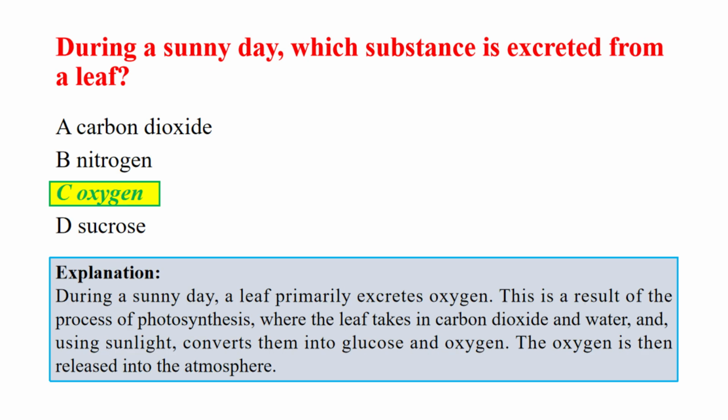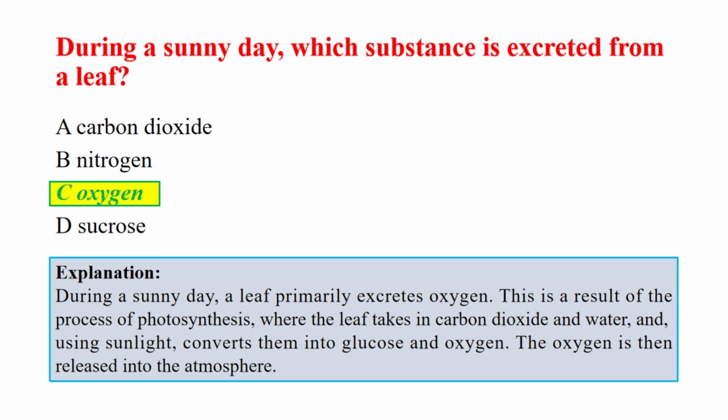The next question is, during a sunny day, which substance is excreted from a leaf? Here are your options. A. Carbon dioxide. B. Nitrogen. C. Oxygen. D. Sucrose. The correct choice is C.